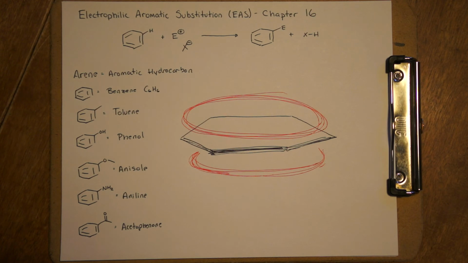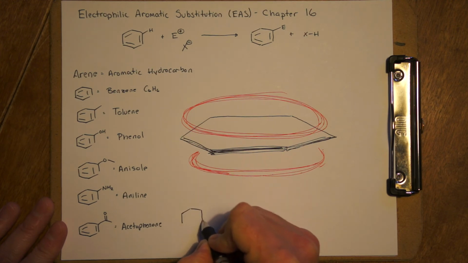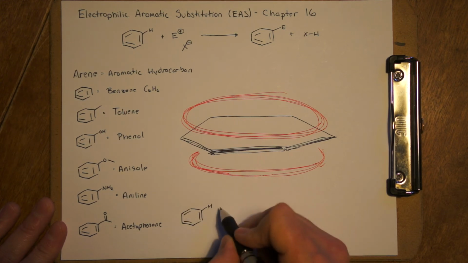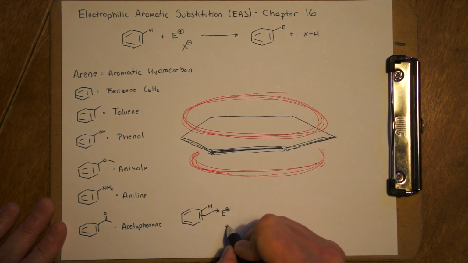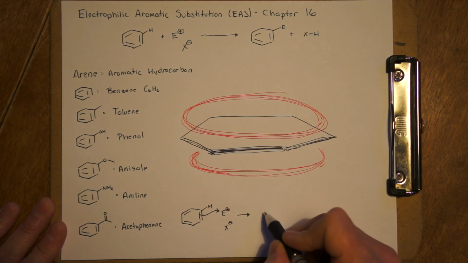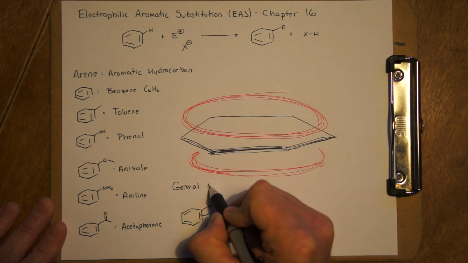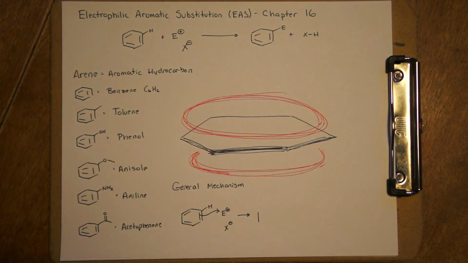Now in this reaction, what happens mechanistically is we're going to take those pi electrons and react them, or pull those pi electrons out of aromaticity, to make a new bond to the electrophile. Right, so this is the general mechanism that all EAS reactions are going to follow.